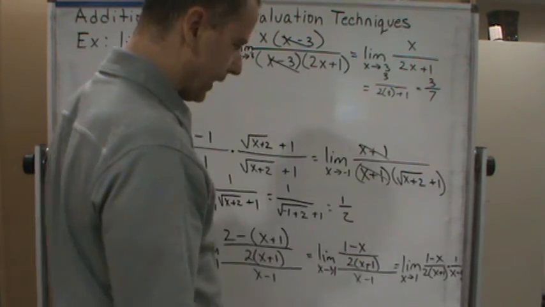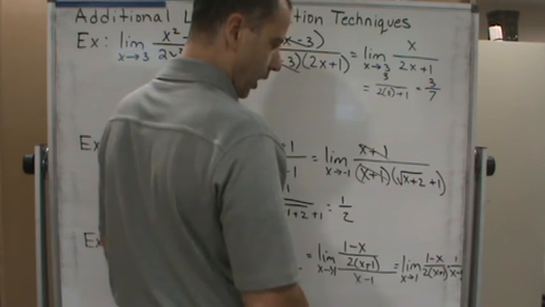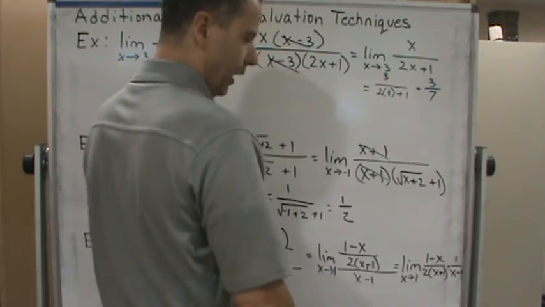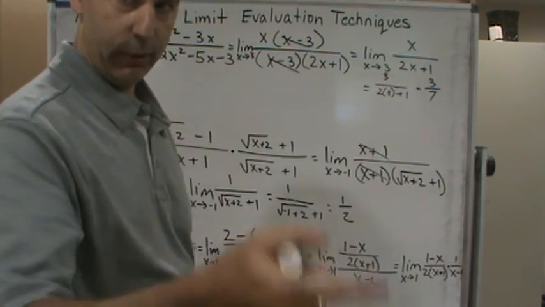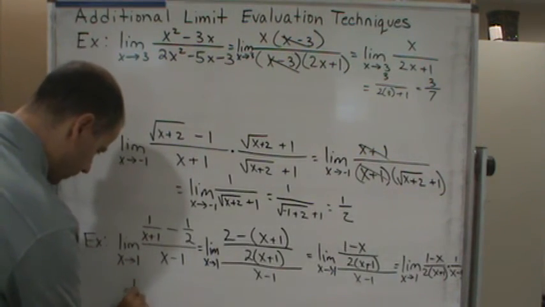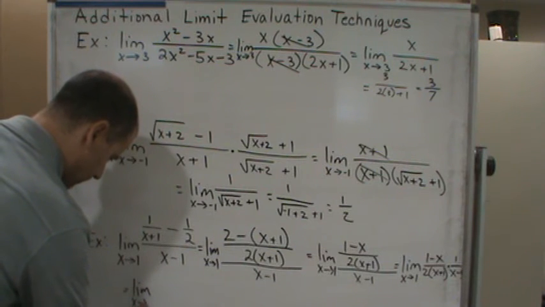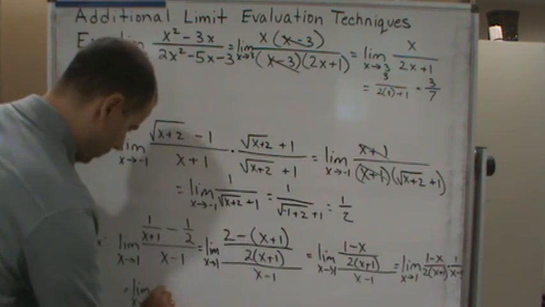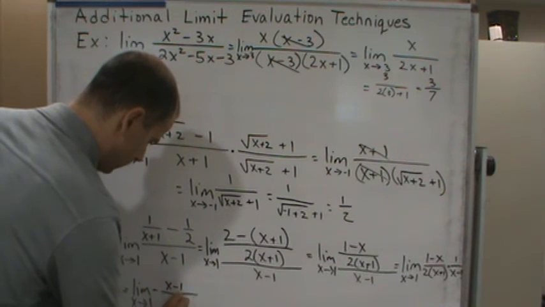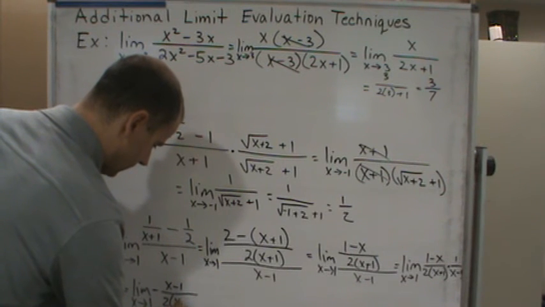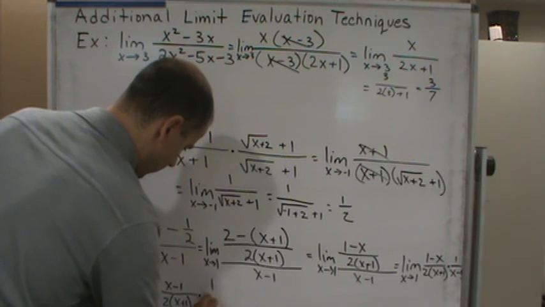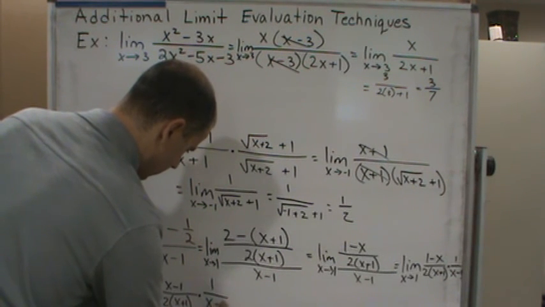Okay, now it seems like at this point nothing's going to cancel, right? But notice that I've got a 1 minus x here and an x minus 1 here. If I factor out a -1, it'll flip them. So let's do that. So this is going to be equal to the limit as x approaches 1 of negative x minus 1 over 2 times x plus 1 times 1 over x minus 1.